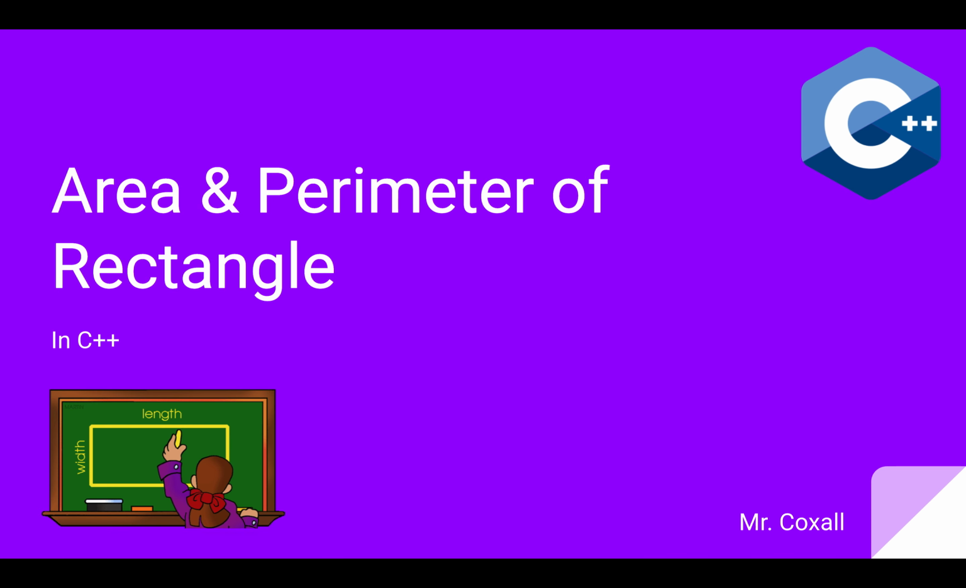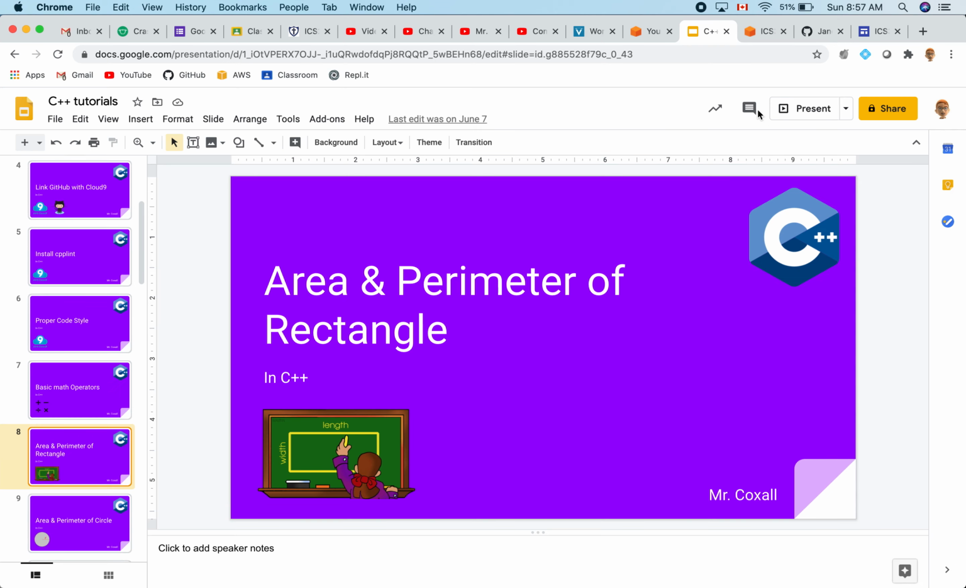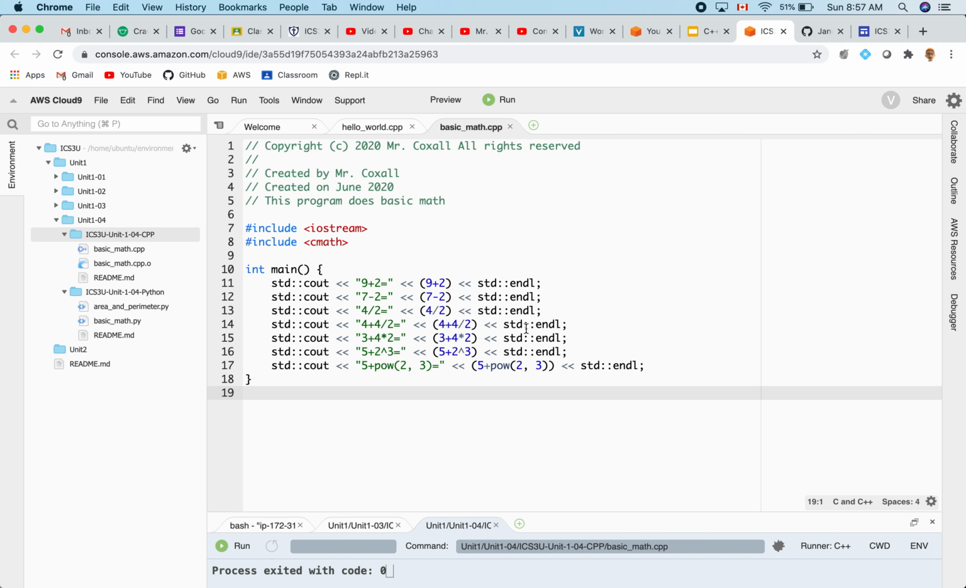In this video, what we're going to do is go over how to calculate the area and perimeter of a rectangle in C++. So in the last video, we went over how to do some basic mathematics. Now that we know the basics of how to do that, it'd be nice if we could actually do something useful in the computer. So we're going to go back to where we left off last time, and this was our program that just did some basic mathematics.